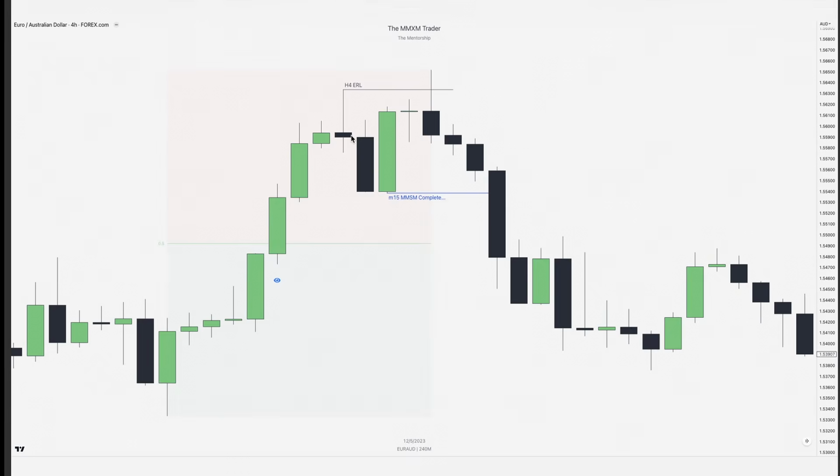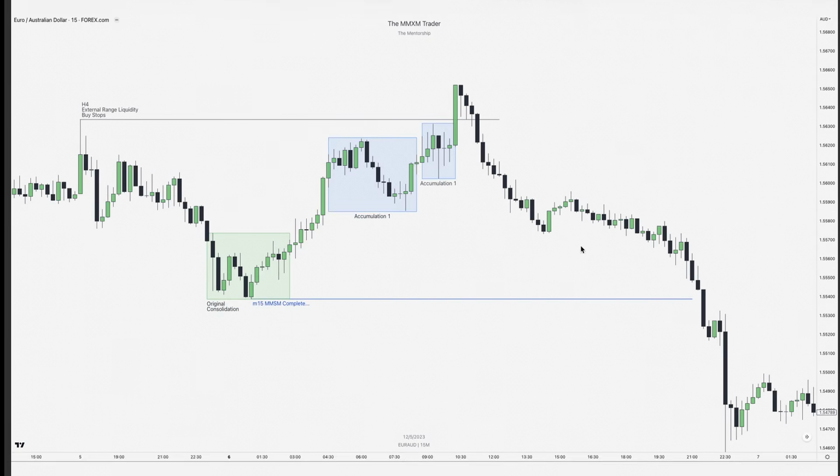Here is a 4-hour chart on Euro AUD. And if you look at this here, here's our internal, external. We're defining it by this one because it's in discount. So from this high to this low, this move here is a market maker sell model on the 15-minute. And you can see that clearly here. 15-minute original consolidation, accumulation phase 1 and 2 before the smart money reversal heading into the sell side of the curve. So you can see when you blend the time frame alignment, this is when you can find very clean and clear market maker models.